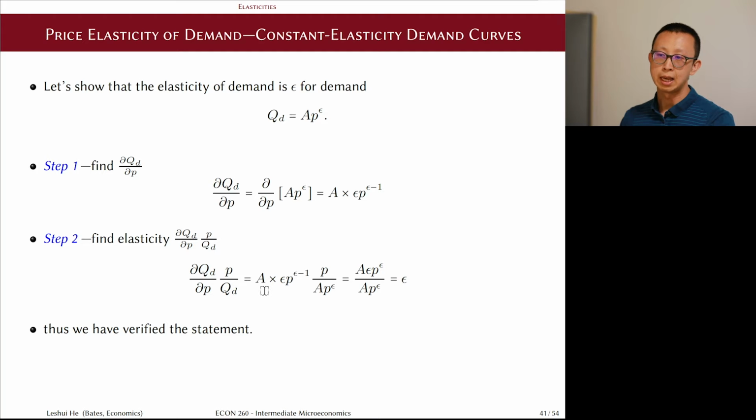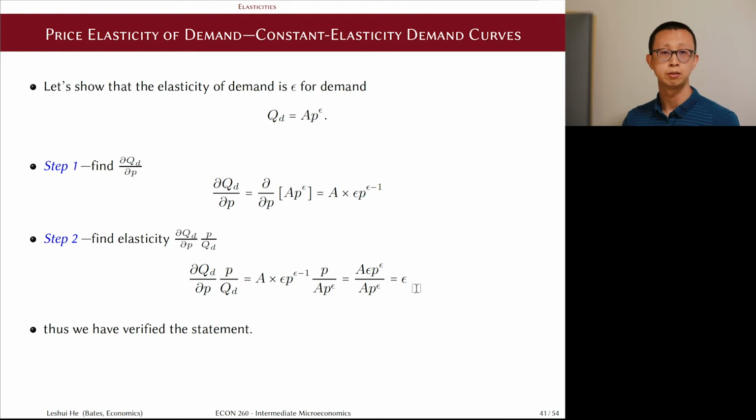Now what we have is A multiplied by epsilon times P to the power of epsilon, divided by A times P to the power of epsilon. Very conveniently, A and A cancel out, and P to the power of epsilon cancels out with P to the power of epsilon. As a result, what we're left with is just a constant of epsilon. Now remember, epsilon is just a constant, any number, -2, -4, -5, it is a constant.